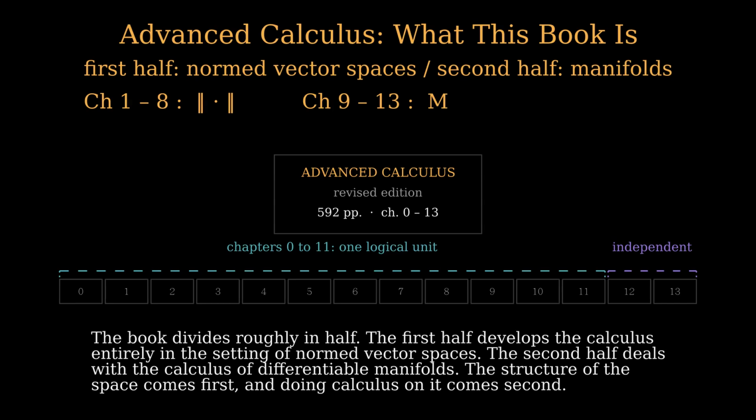The book divides roughly in half. The first half develops the calculus entirely in the setting of normed vector spaces. The second half deals with the calculus of differentiable manifolds. The structure of the space comes first, and doing calculus on it comes second.